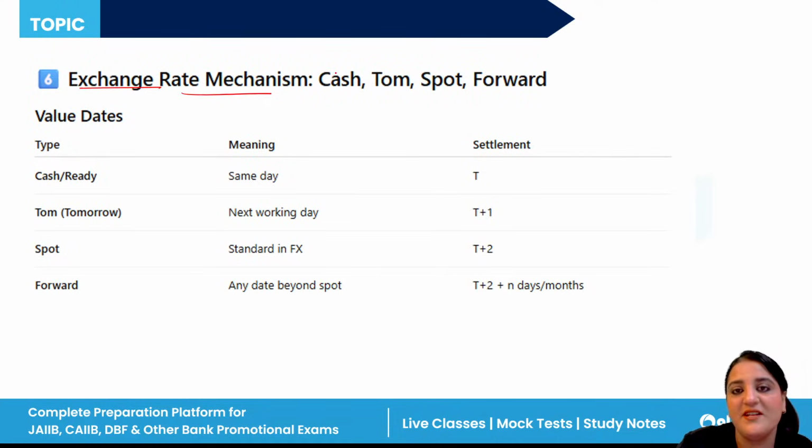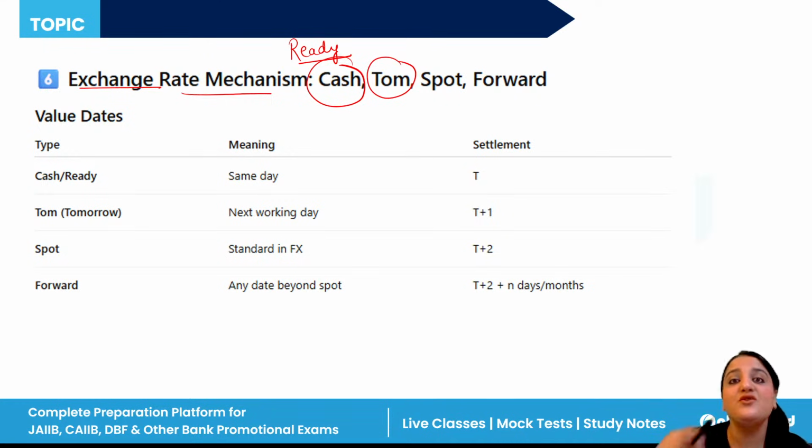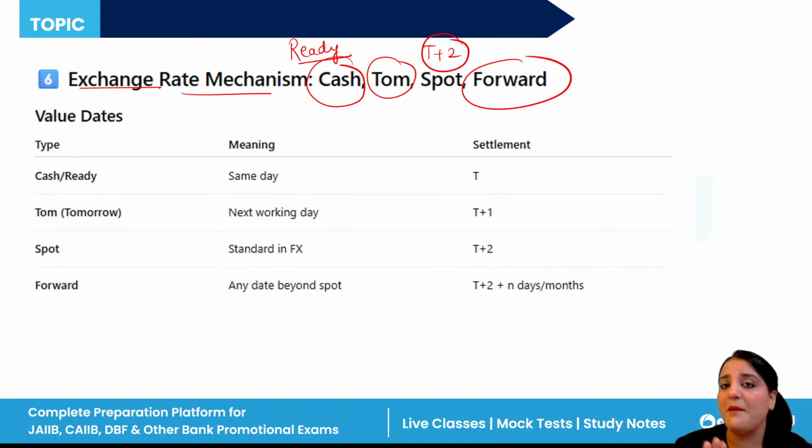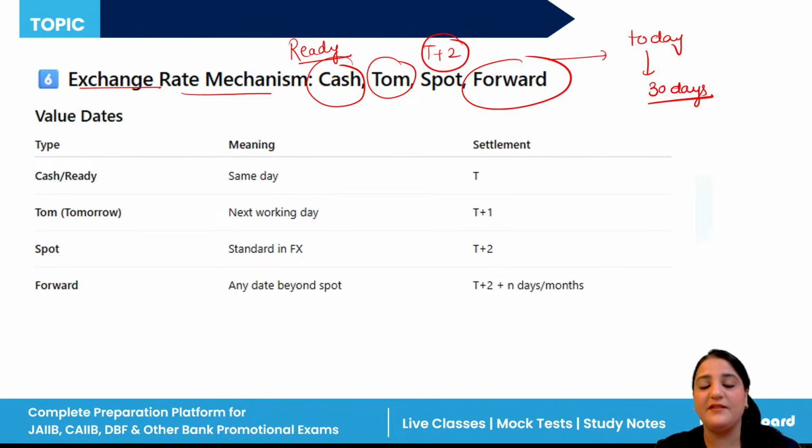Now, exchange rate mechanism. What is a cash deal? Cash deal, also called ready, happens on an immediate basis, like settlement happens immediately, the same day. Tom means tomorrow, so settlement happens tomorrow. Spot, T plus 2, is one of the popular deals in the market. That means settlement happens 2 days after the deal. And forward deal is any date apart from the spot date. That means if anybody locks the deal today, then settlement will happen after 30 days. That is called a forward deal. So one of the popular deals is the spot deal.